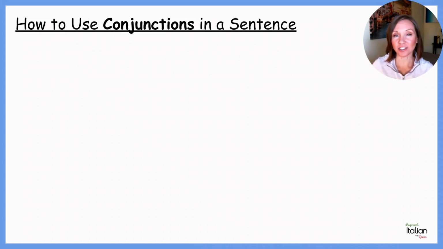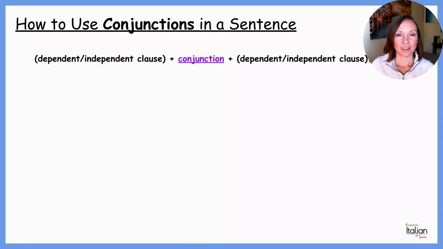How to use conjunctions in a sentence. So in English, we have either a dependent or independent clause plus a conjunction plus another dependent or independent clause. Okay, so I am and you are. It basically glues this side of the sentence with this side of the sentence.